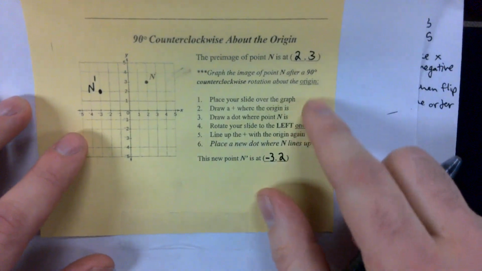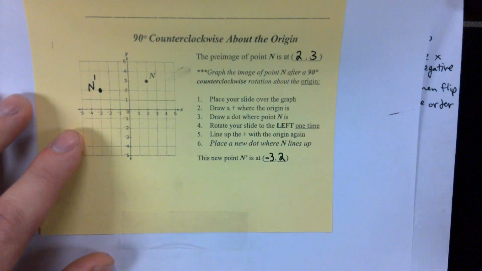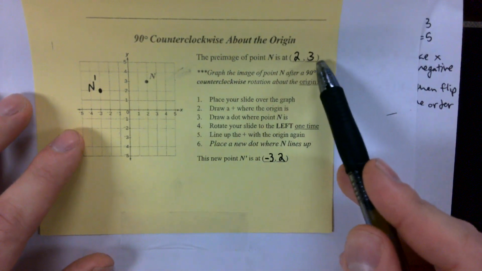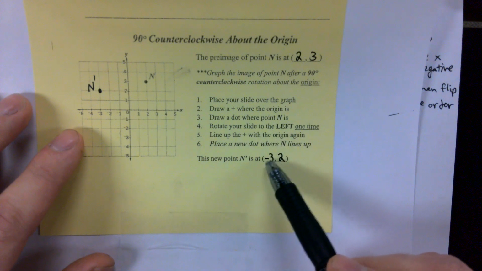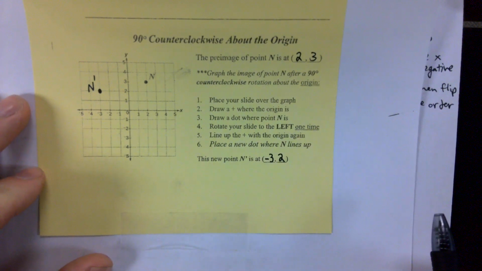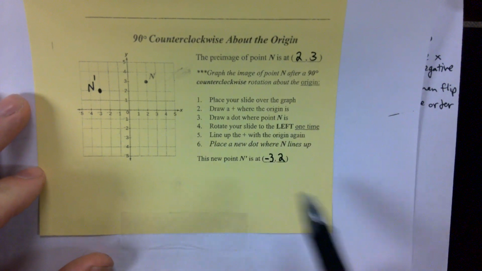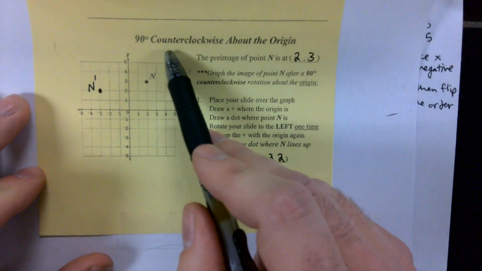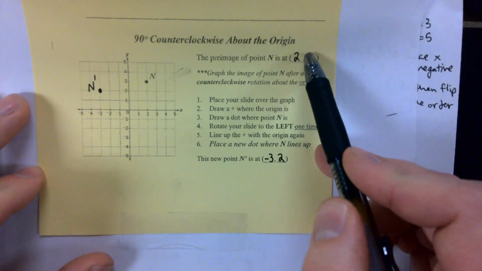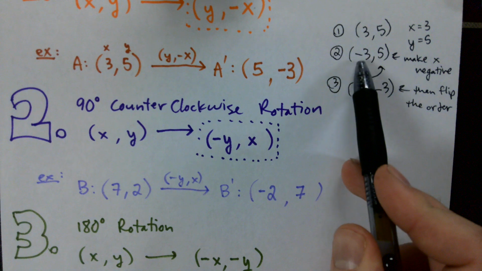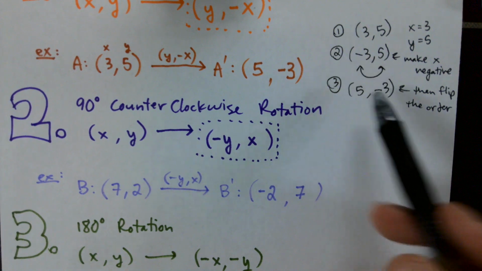With the counterclockwise rotation, we started with 2 comma 3. We still flipped the order of those numbers, but now our original Y coordinate became negative. So negative Y comma X. Yeah, Victor. So for when it's counterclockwise to 3, you just make it negative, then flip it? Yes, exactly. When it's counterclockwise, you make the Y sign negative, and then you flip the order. With a clockwise rotation, you make the X sign negative and flip the order.